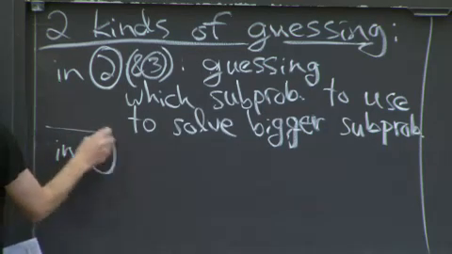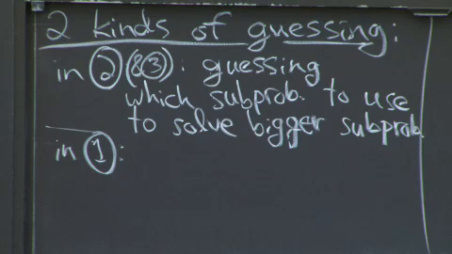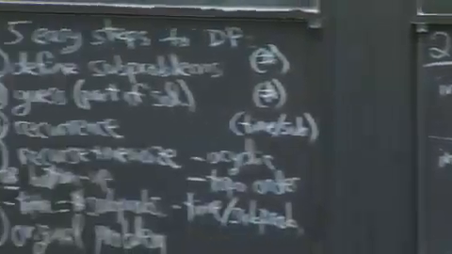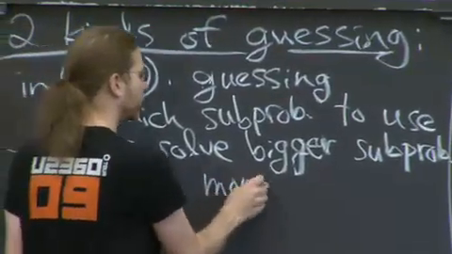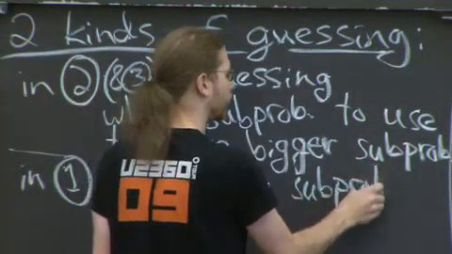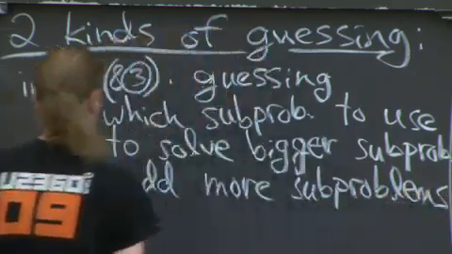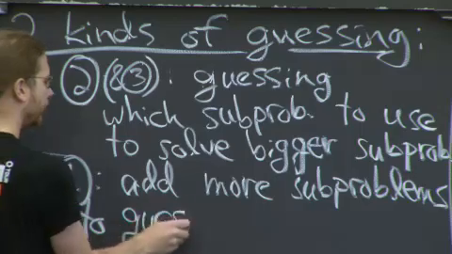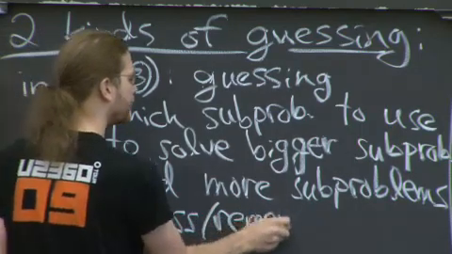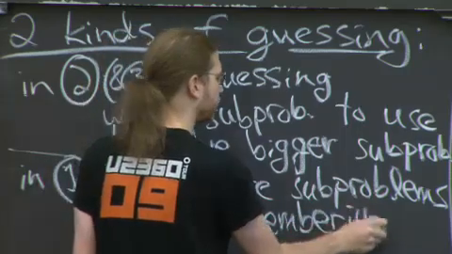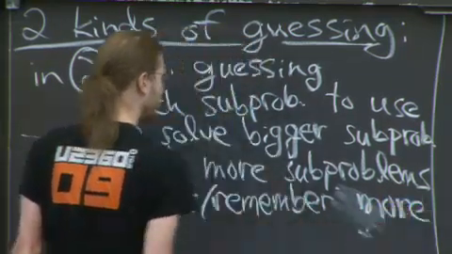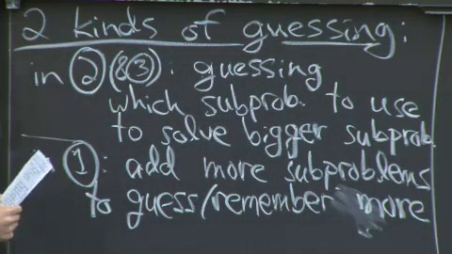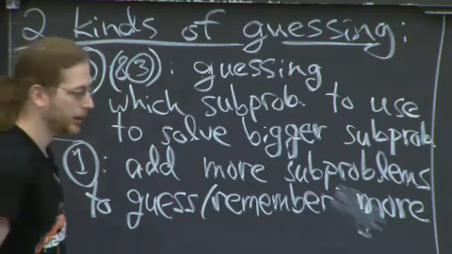But there's a higher level of guessing that you can use, which we've seen in the knapsack dynamic program, which is when you define your subproblems, you can add more. Add more subproblems to guess, or you can think of it as remembering more features of the solution.